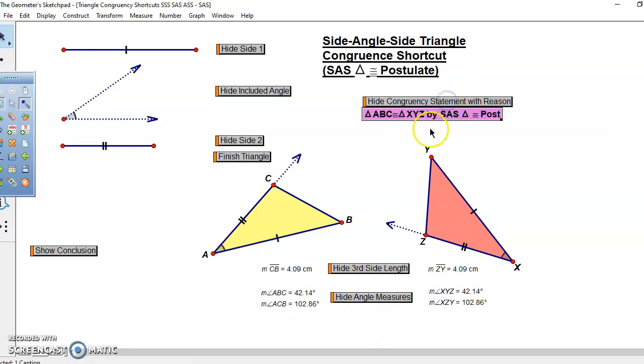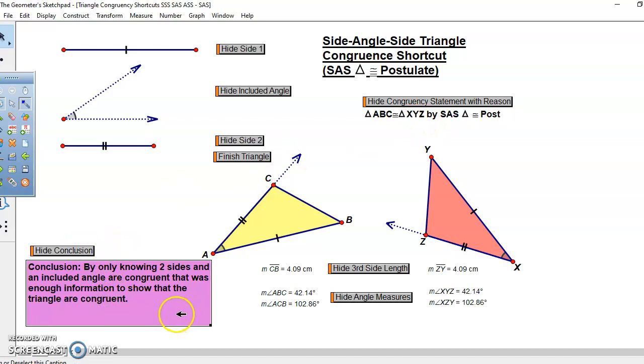Okay, your congruency statement again, A, B, C, and then X, Y, Z, A to B to C. So the A is the marked angle, so you'd have to start with the marked angle, X to Y to Z. So again, you need to look at the markings in order to know what order the letters go in. But the conclusion here is by only knowing 2 sides and the included angle, so the angle that's formed by the 2 sides, then that's enough information to know that the triangles have to be congruent.